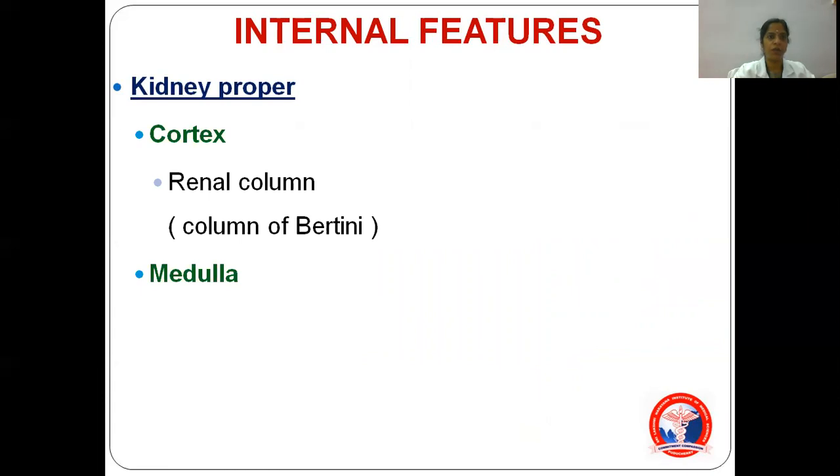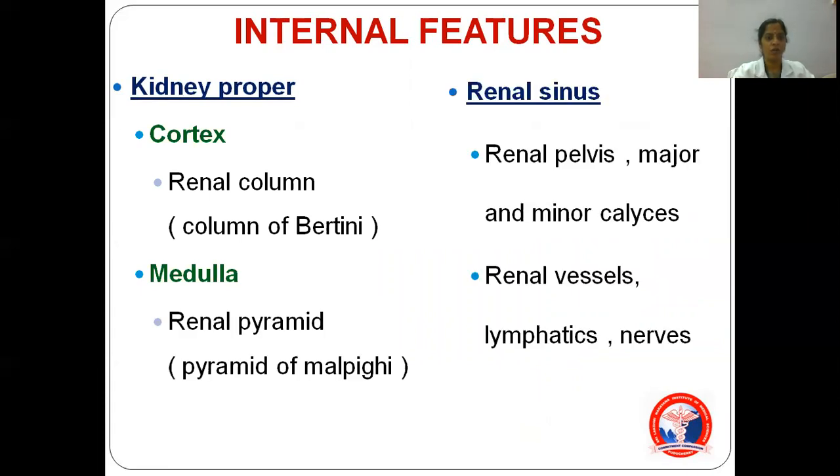This kidney proper consists of cortex and medulla. This cortex consists of renal columns, that's also called the column of Bertini. Renal medulla consists of renal pyramids, also called the pyramid of Malpighi. See, this is the kidney proper.